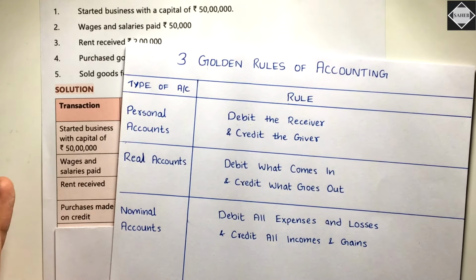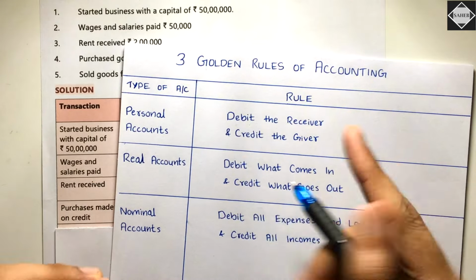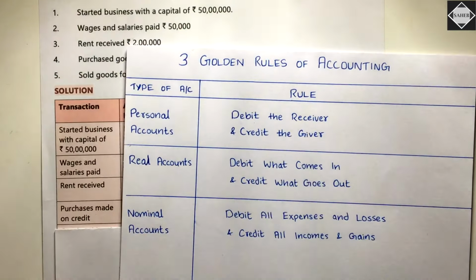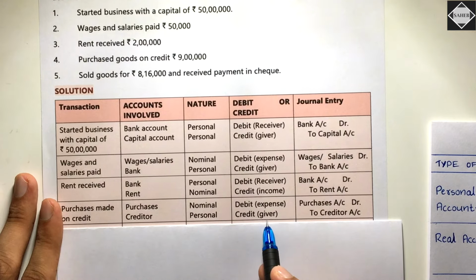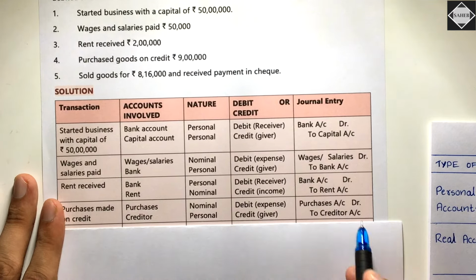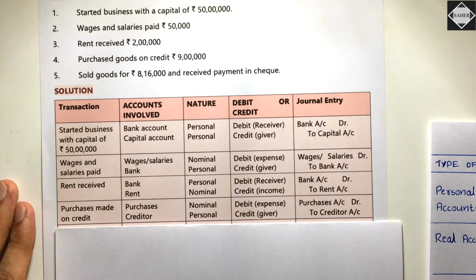Okay, and what he has done? He has given us the goods. Right, we have purchased the goods from him. He has given the goods, right? So he's the giver. So credit the giver, personal account rule, right? Credit the giver, he's the giver of the goods. So purchase account debit to creditor account. Is it clear? Simple and straightforward.